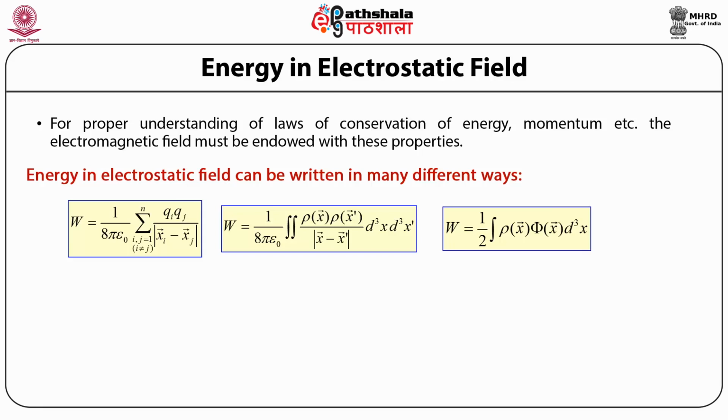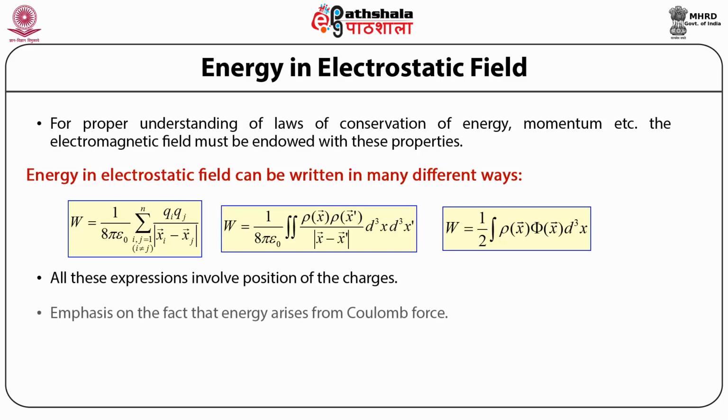So the modified equation for the electrostatic energy can then be written as W equals half the integration over the volume element d cube x of the charge density rho of x times the electric potential phi of x. Now, if you look at all these three expressions that we've just discussed, all of them involve the position of the charge.